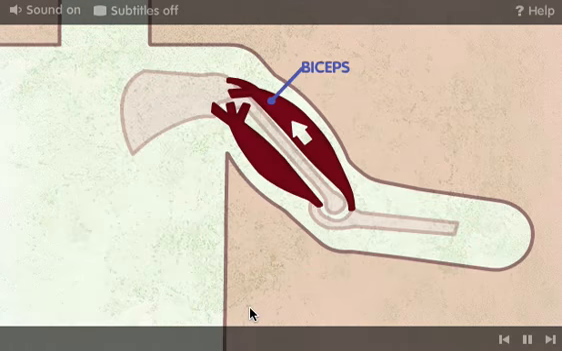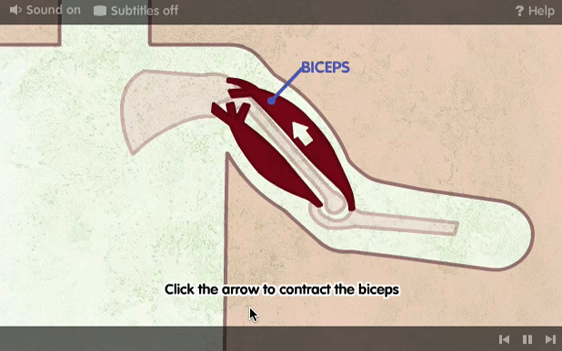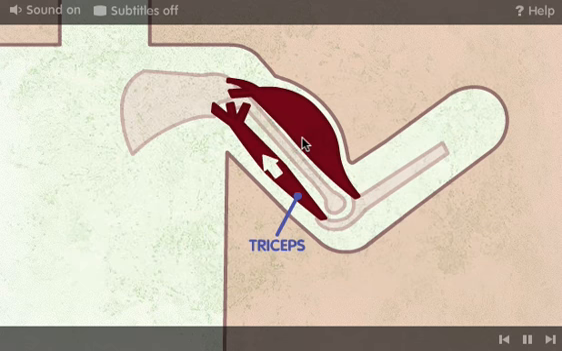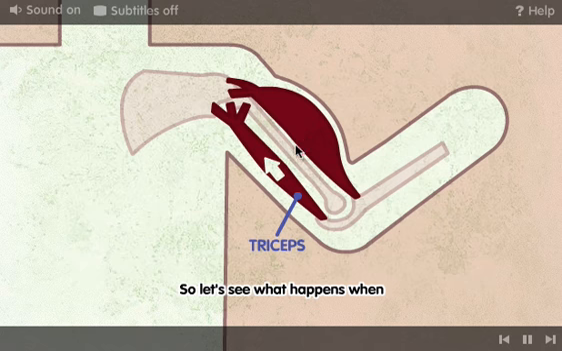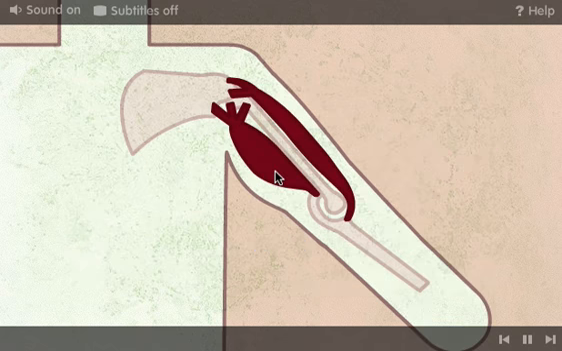Let's move on to our 5th life process, movement. We animals move using a system of bones, joints, and muscles. Click the arrow to contract the biceps and see how your arm works. When the biceps contracts, the triceps relaxes and the forearm moves upwards. So let's see what happens when you contract the triceps instead. When the triceps contracts, the biceps relaxes and the arm straightens.